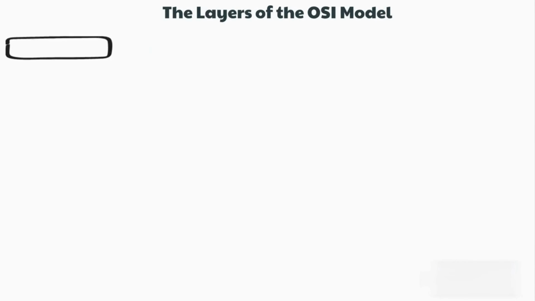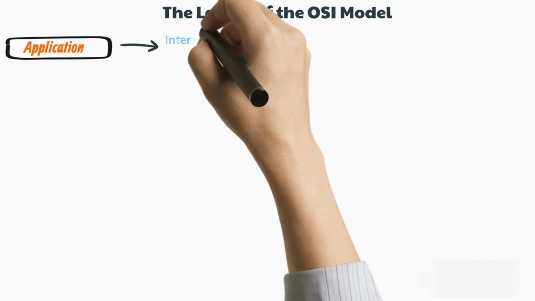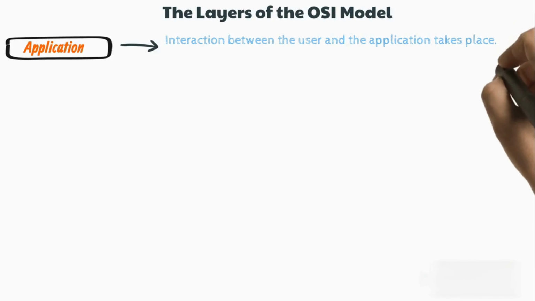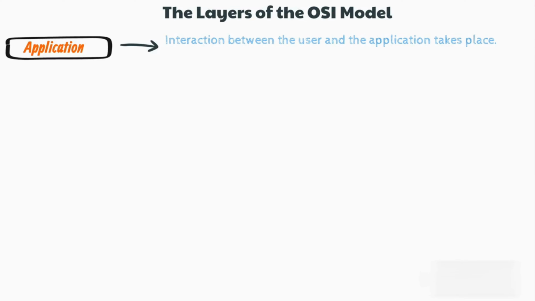The layers of the OSI Model. 1. Application layer, Layer 7. Function. This layer allows user applications to interact with the network. It provides protocols and interfaces that enable software applications to request and deliver network services. Examples: HTTP, Hypertext Transfer Protocol; HTTPS, Hypertext Transfer Protocol Secure; FTP, File Transfer Protocol; Telnet.